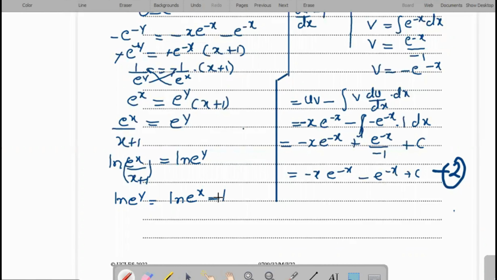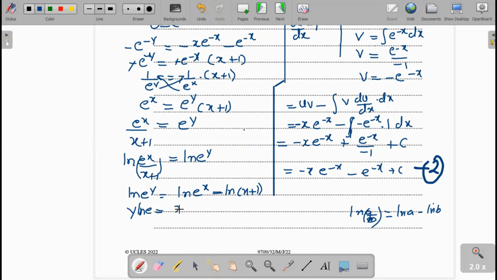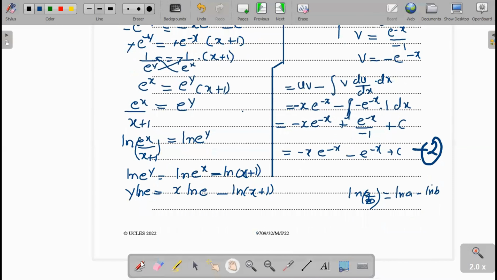Now therefore ln e power y, we can write it as y into ln e. And this can also be written as x into ln e minus ln x plus 1. The power of the log comes in front by using this rule: ln e power x can be written as x into ln e. This is the formula we use here. Now ln e is 1, we can write it as 1. So y equals x minus ln x plus 1.